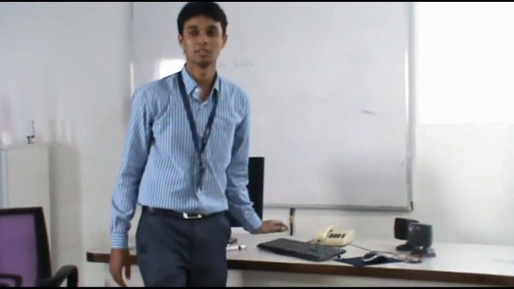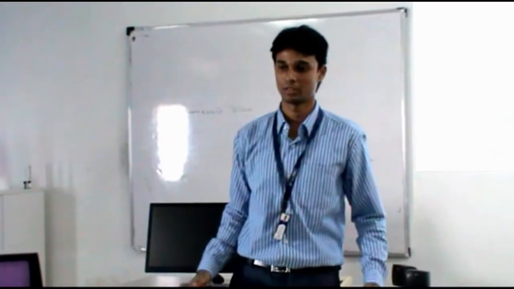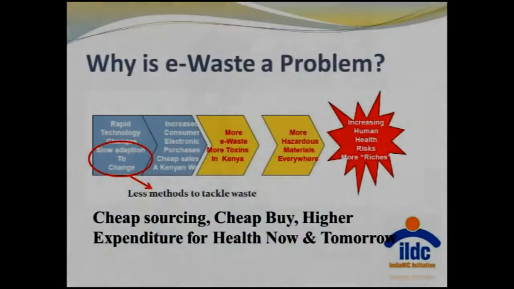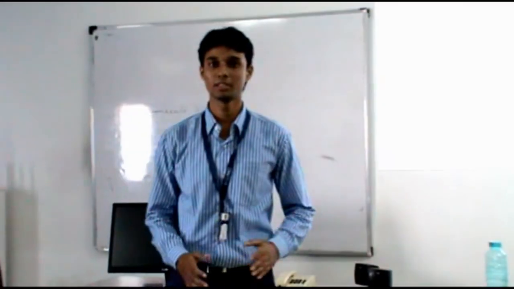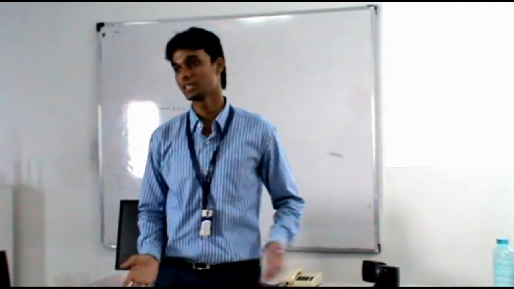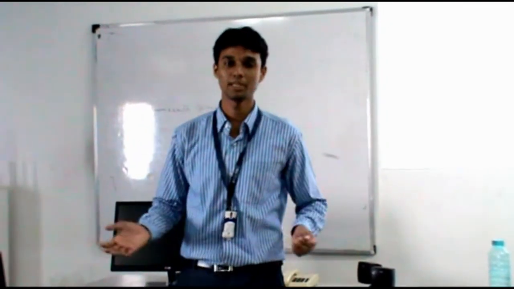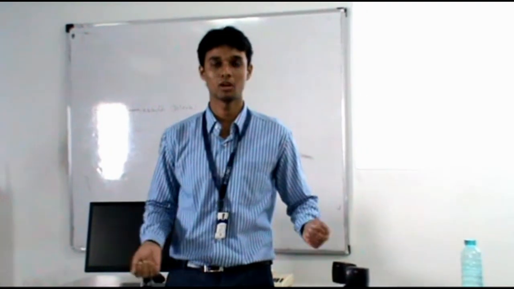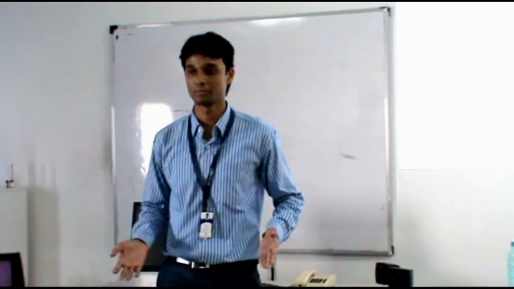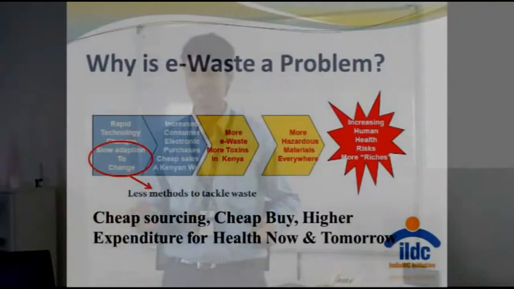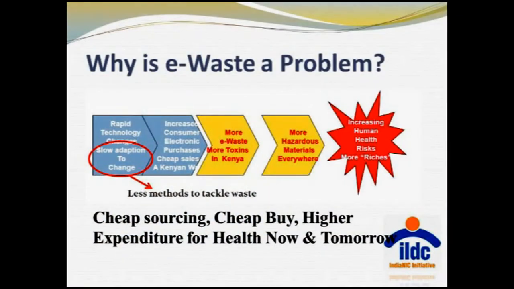So we have seen the current scenario of e-waste around the world. Okay. Now, why is e-waste a problem for us? See, there is a rapid increase in the technology. Rapid increase in the technology means there is a rapid increase in the consumers. But along with it we can see that there is a slow adaptation to the change in technology. Means we have very few means to combat the problem.